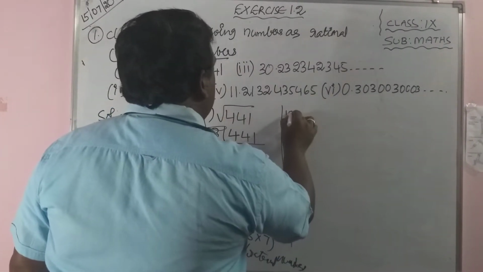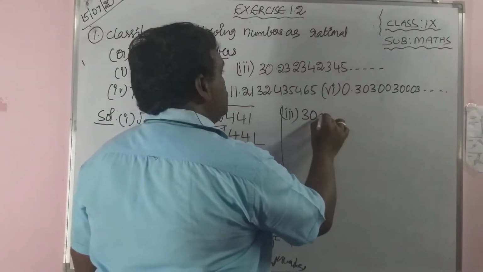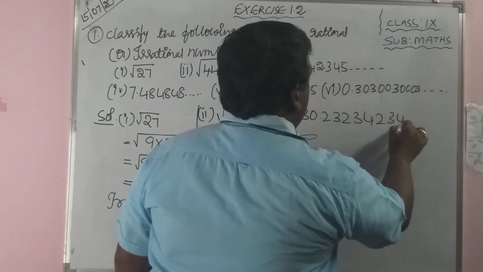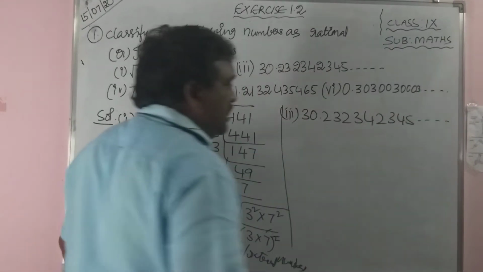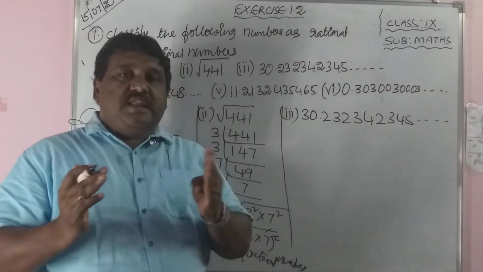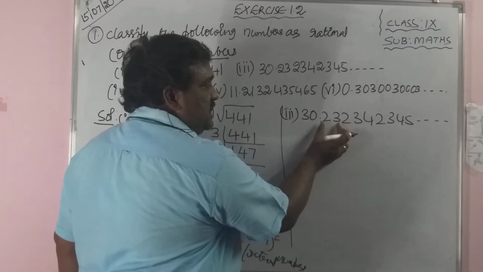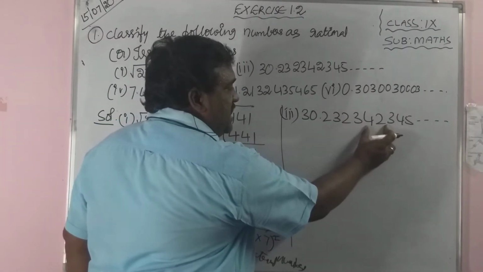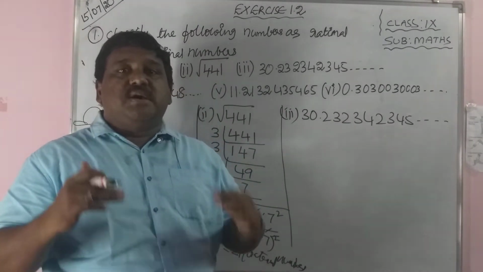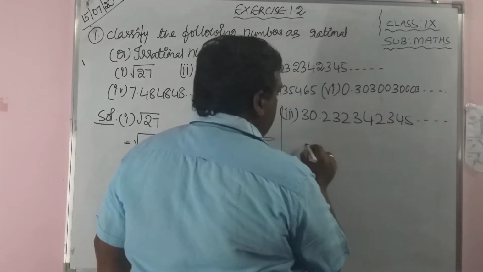Third one. What is the third one? 30.23234234 and so on. Tell me what that is. Are there any numbers repeating continuously? See this, this is 2 3, this is 2 3, but what is here? 4 2. So no numbers repeating continuously. And there is no ending.